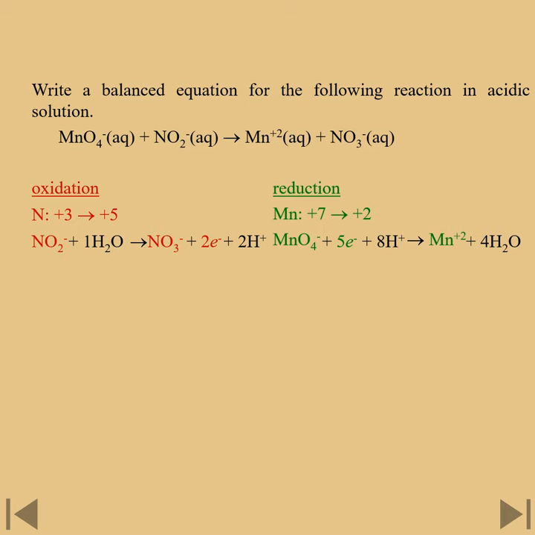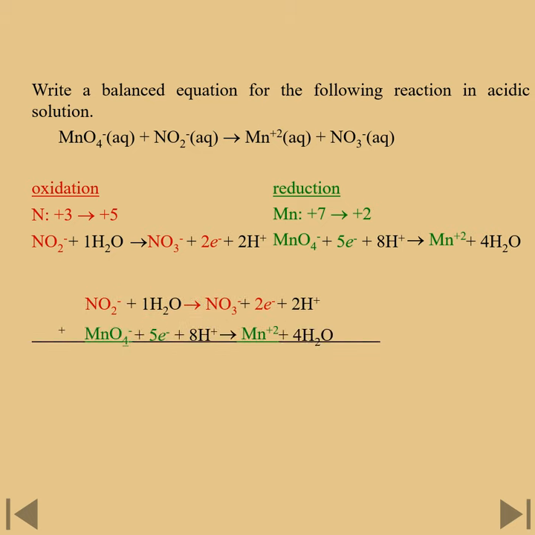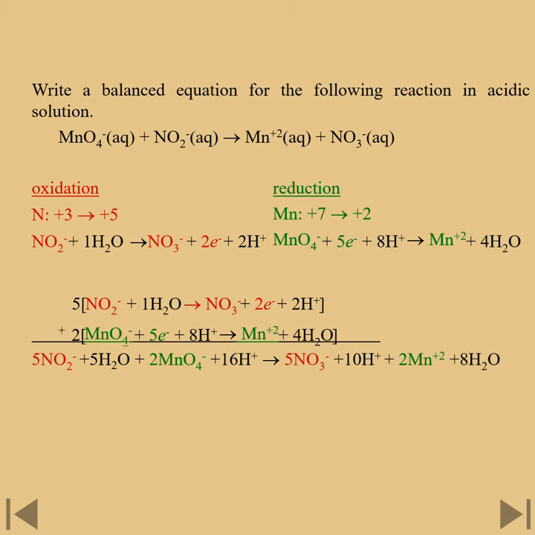Okay, now that we've completed step 2, balancing the half reactions, step 3 is to add these 2 half reactions together so that the electrons cancel. Since I have 2 electrons on the right and 5 on the left, the least common multiple is 10, so I'm multiplying equation 1 by 5 and equation 2 by 2. And that gives us 5 nitrites, 5 waters, 2 permanganates, 16 hydrogens on the left, 5 nitrates, 10 hydrogens, 2 manganese 2s, and 8 waters on the right.